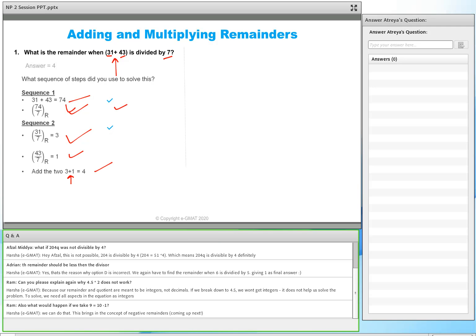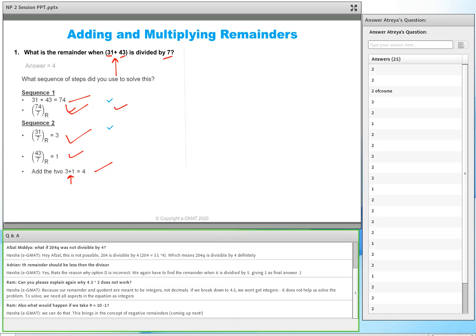Which sequence, and mark a 1 or 2, which sequence do you think is more effective in solving this question? Sequence 1, where I calculate the sum first and then the remainder, or sequence 2, where I calculate the individual remainders and then the sum? Which is more easy? 2, okay, but again, 2 would require 2 calculations. But yes, if you feel that 31 plus 43 is going to give me a larger number, or if the numbers are big over here, then yes, definitely 2 is correct.